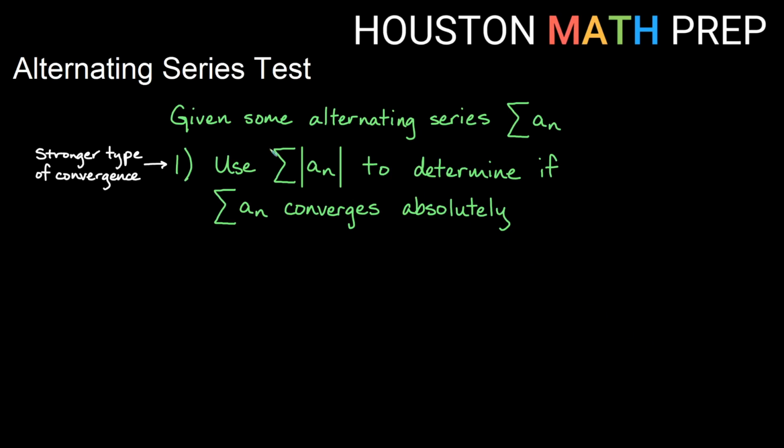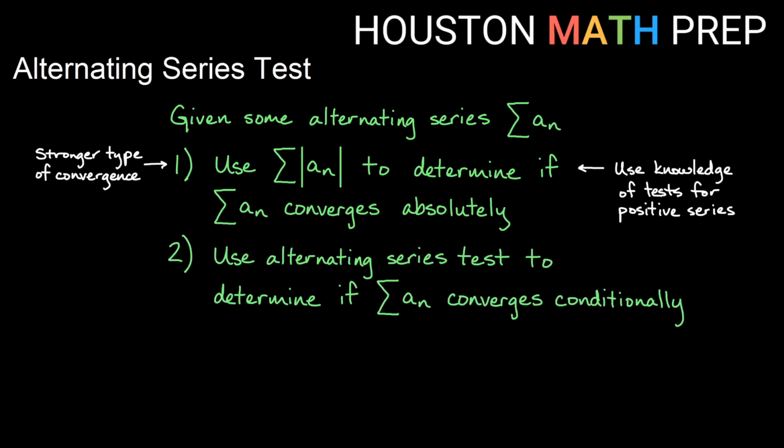And the way we'll check for that, once we take this absolute value of all the terms, will be to use our knowledge of the tests for positive series, things like the ratio test, the root test, divergence test, integral test, things like that. If something fails to converge absolutely, then the next thing we'll do is check for the weaker type of convergence, which is converging conditionally. Remember, this is weaker, but it is still a way for it to converge. Conditional convergence just means that by rearranging the terms, we can make it add up to anything that we want. We'll use the alternating series test to check this conditional convergence, which we're going to go over right now.